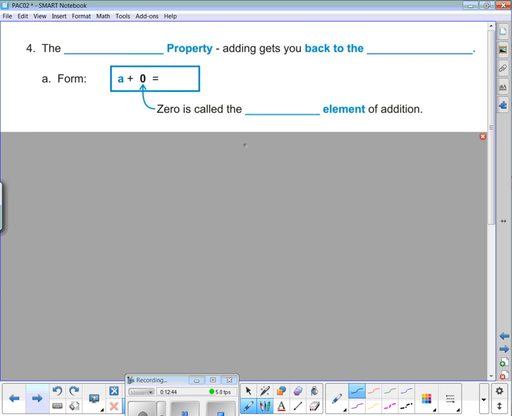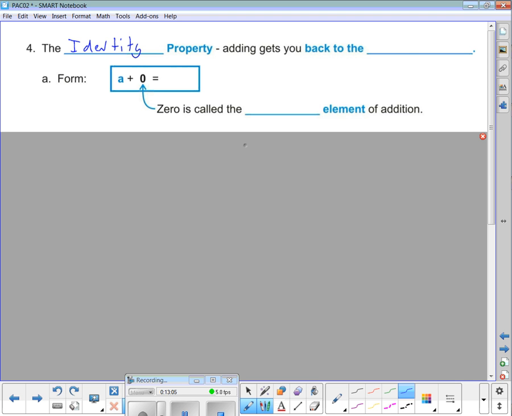All right, number 4. Next property, take your blue. Next property is the identity property. Identity property. I-D-E-N-T-I-T-Y, the identity property. All right, that's not so hard. Identity, the identity.